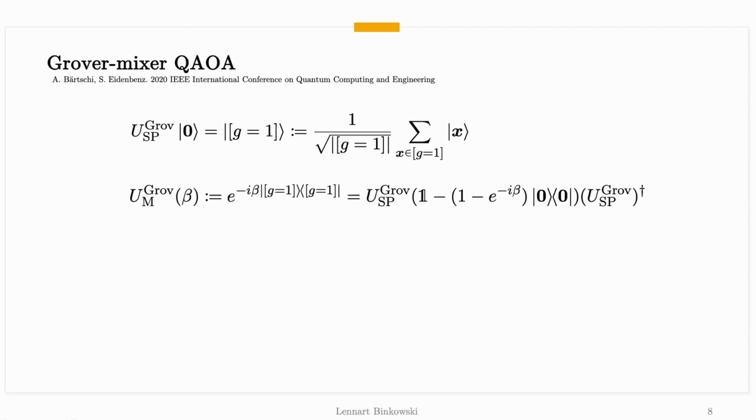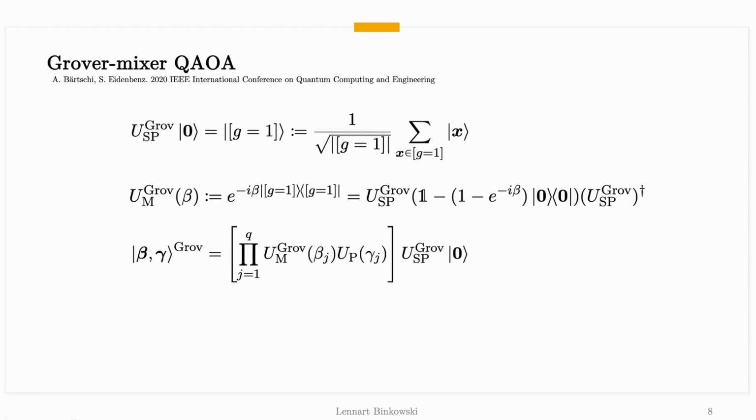Then we can turn this into a QAOA mixer simply by defining the mixer to be e to the minus i beta times the projection onto that uniform superposition state. And if you just plug in how the state arises from the state preparation circuit, we simply get that this Grover mixer can be written as the identity minus one minus e to the minus i beta times the projection onto the zero state, sandwiched between this state preparation circuit.